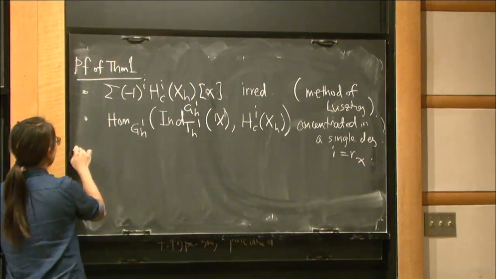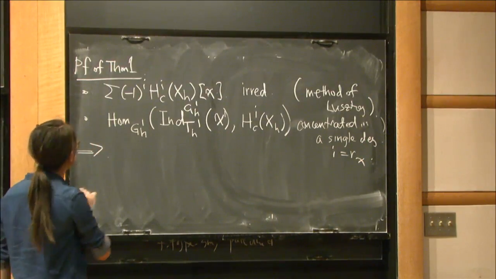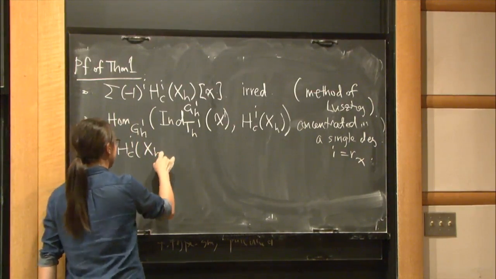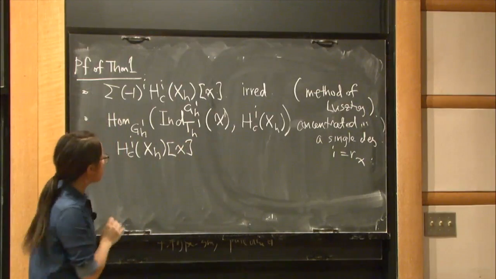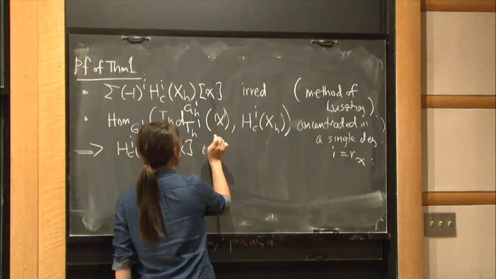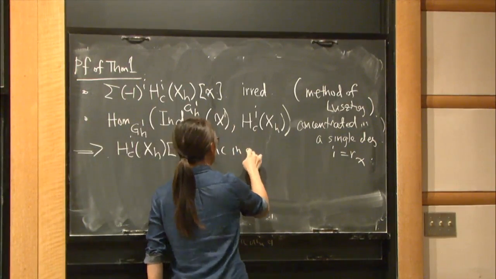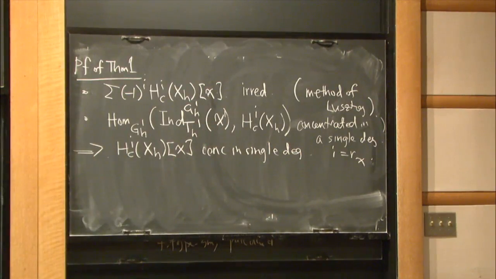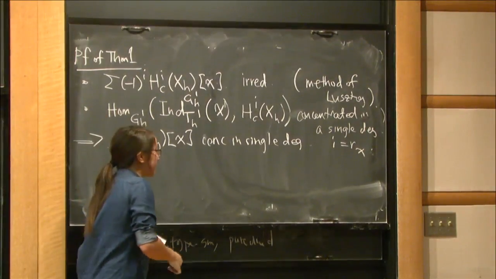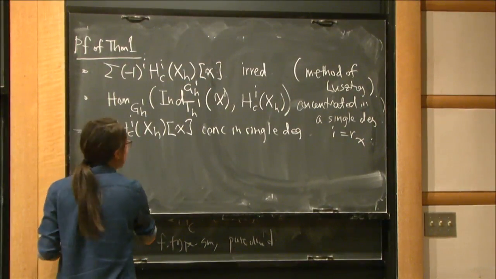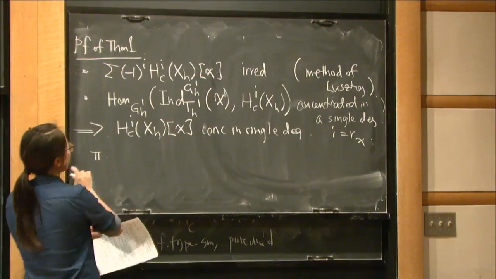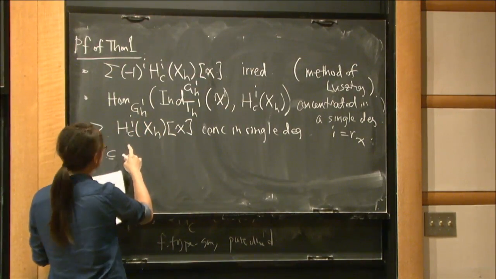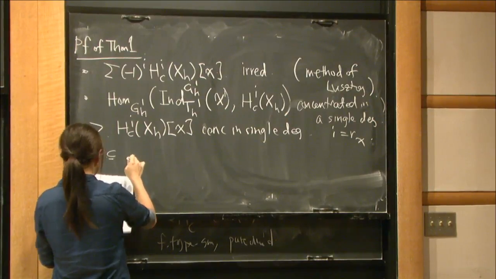Okay, so what I want to say is that this thing implies that H_c^i(X_h), this thing can only lie in a single degree, concentrated in a single degree. Okay, so this is simple but it may not be immediately obvious, is that say I take pi and it occurs inside this space. Okay. Right.